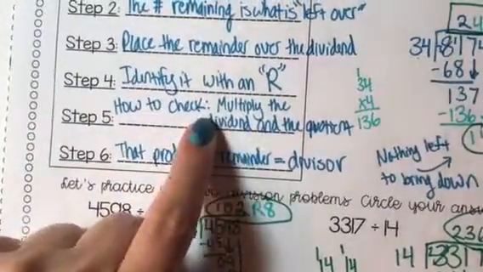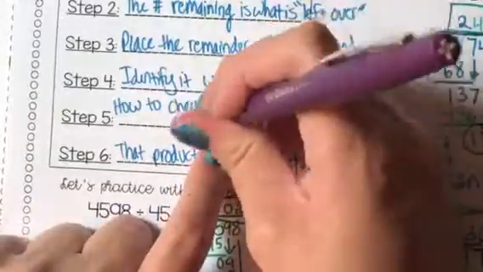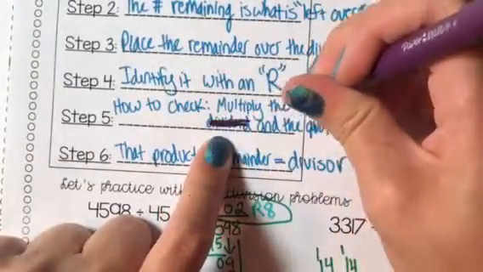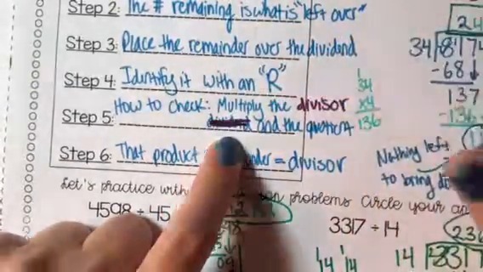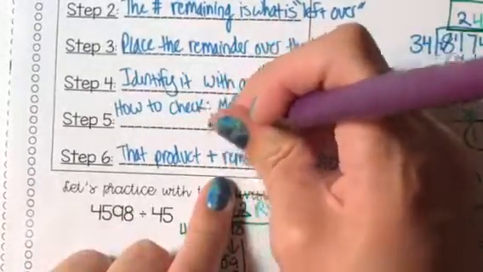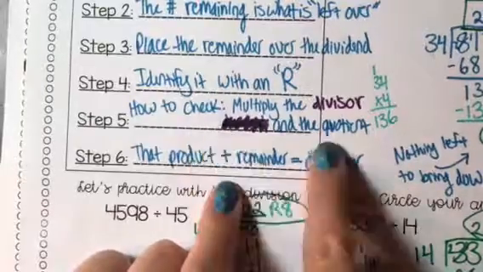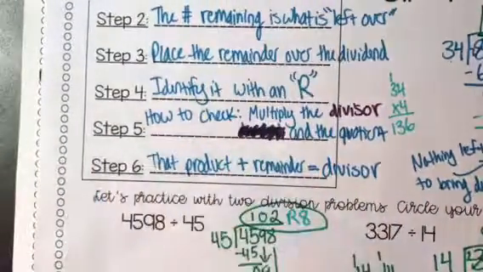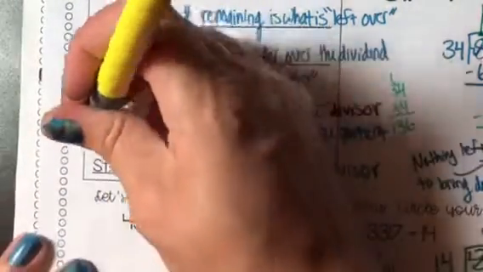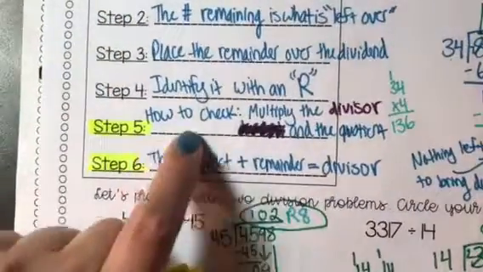So here, this is where I messed up. You multiply the divisor and the quotient. That's where I messed up. So right now you're writing this down. This is step 5 and step 6. So how to check.